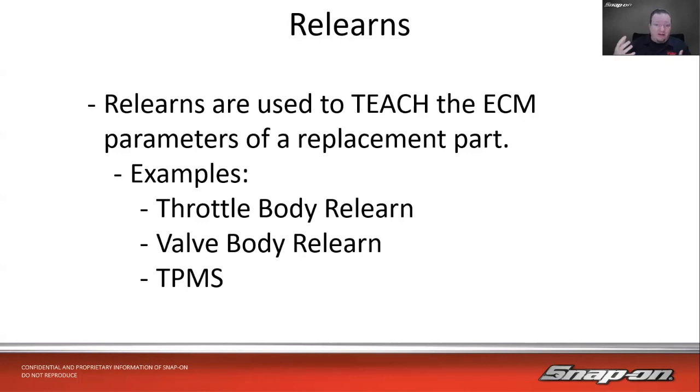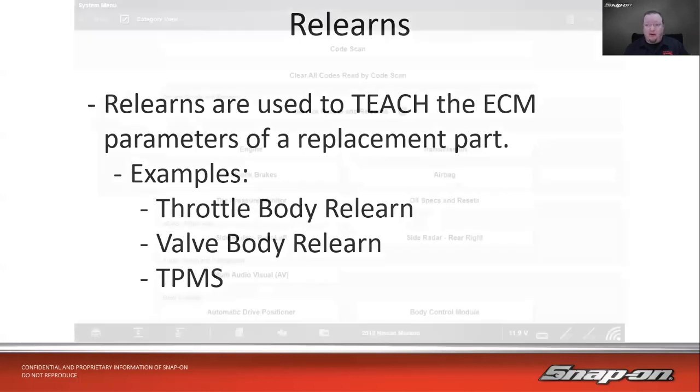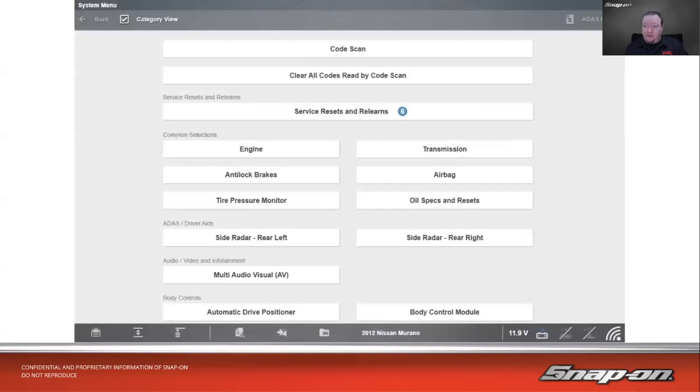Valve body, it's going to see, how are these solenoids reacting? Because if you change the solenoid, it could have different characteristics than the solenoid that was in there before. No matter how slight, we still might need to do that. And then same thing with TPMS, right? We rotate the tires or replace the tire or replace the sensor. The ECM needs to know, well, what frequency is this one, or what is the serial number of this tire pressure monitoring sensor. So first one we have is a 2012 Nissan Murano.